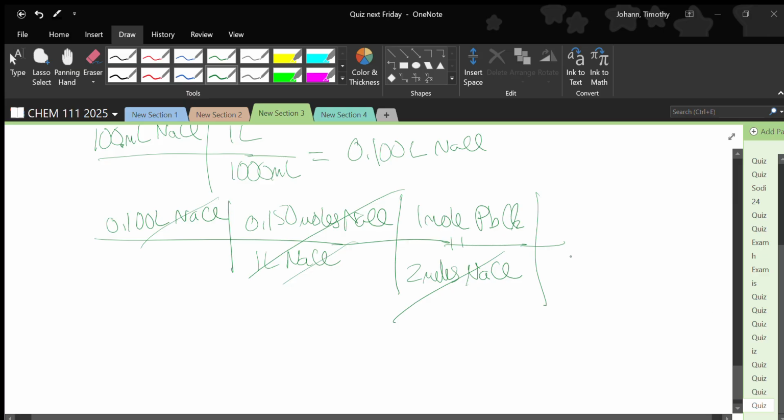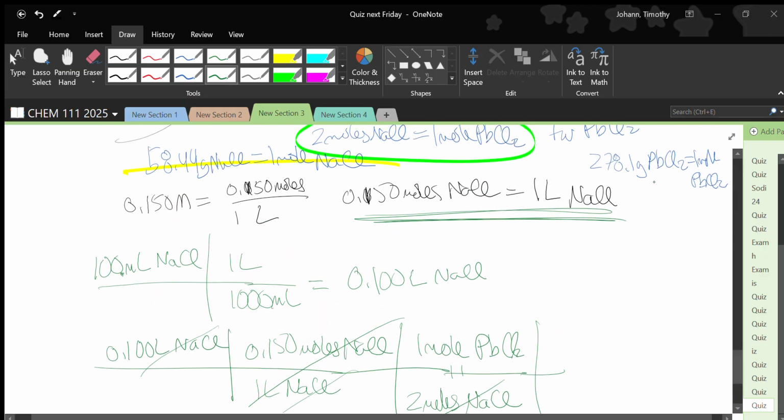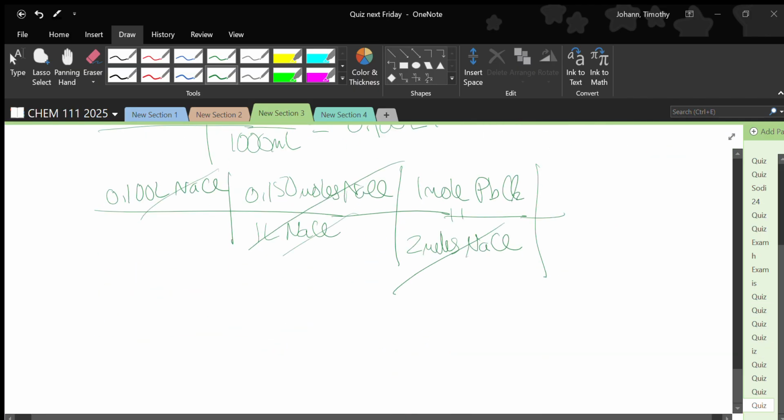Now I need to go from moles of lead chloride to grams of lead chloride. And we have that up here. That's this 278.1 grams of lead chloride equals 1 mole of lead chloride. So 1 mole of lead chloride is equal to 278.1 grams of lead chloride. Okay?